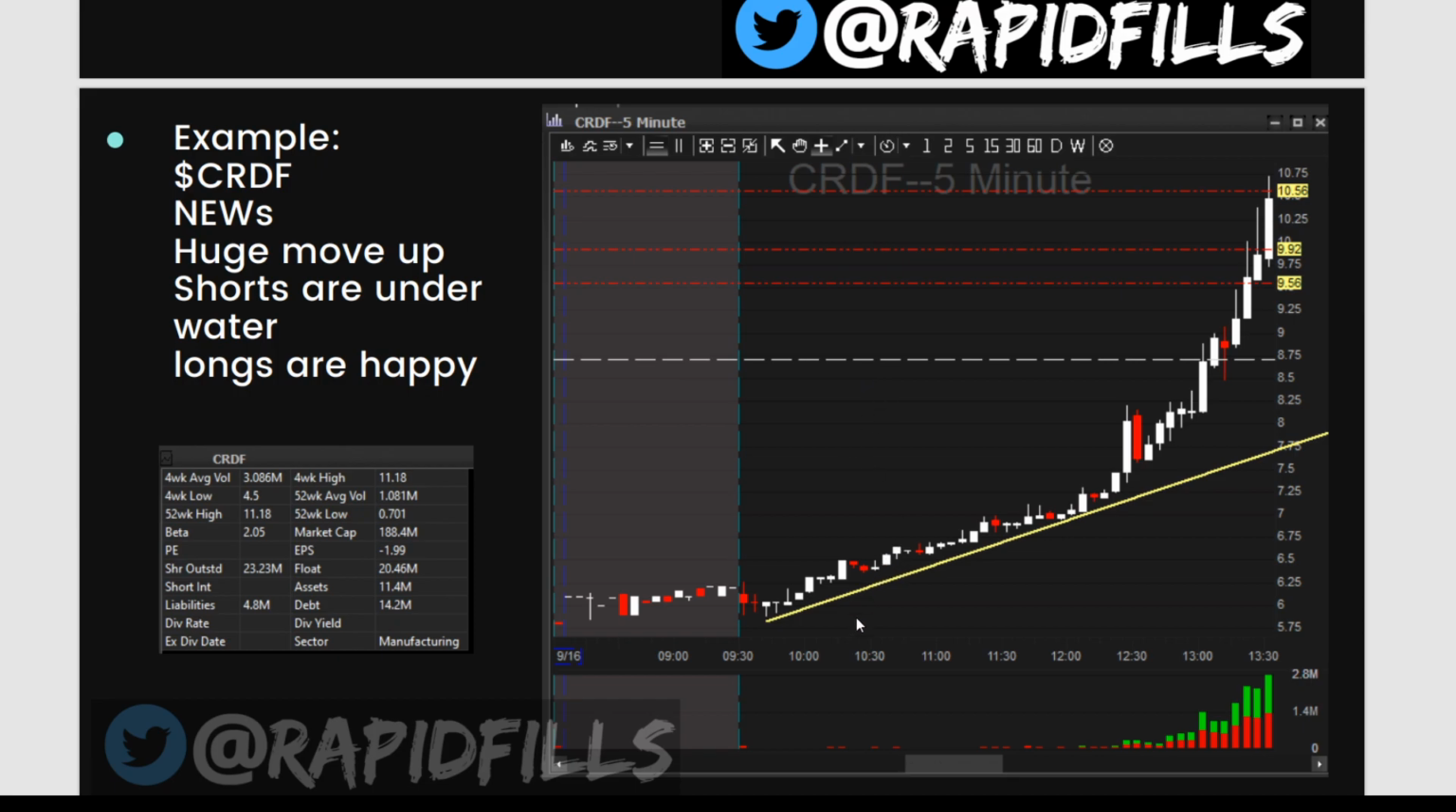Just cut it. As soon as you hit it, you're wrong. Just tell yourself you're wrong. Cut the trade. Move on to the next. Anyways, so I looked at CRDF. There is news, huge move up. Shorts are underwater. Longs are happy. Now I'm just watching the chart and watching level 2.